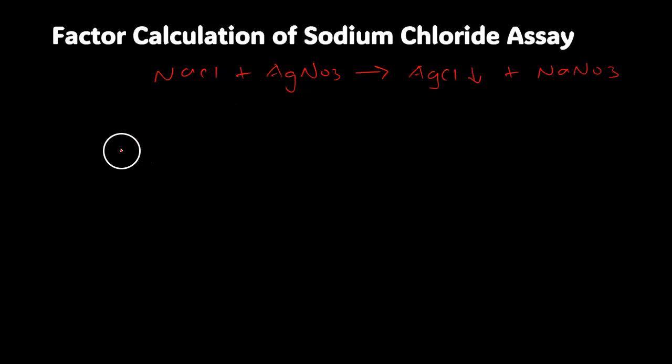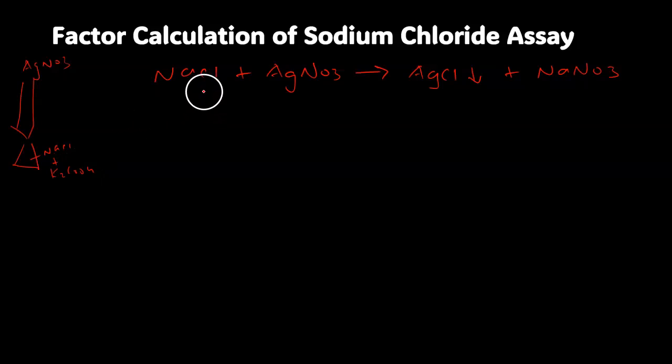Now further, see in the burette it contains silver nitrate solution. Silver nitrate means it is a titrant, and the analyte over here, because we are calculating the sodium chloride assay, is sodium chloride, and it requires plus K2CrO4. That is an indicator, potassium chromate.